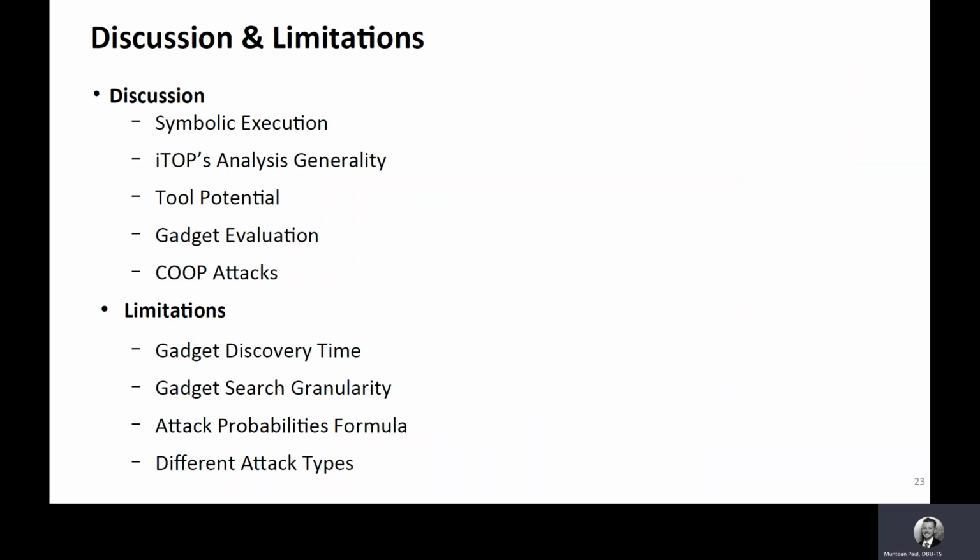Next, we have our discussion and limitations. In our discussion, a point which is super important to mention is symbolic execution. Our approach relies on symbolic execution for simulation and verification, so there are a lot of optimization approaches for how symbolic execution can be improved, and there are a lot of techniques which can be put in place in order to increase the accuracy of our search algorithm.